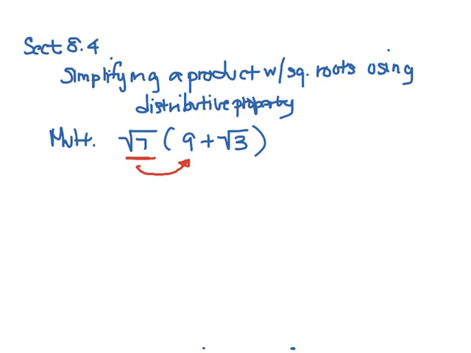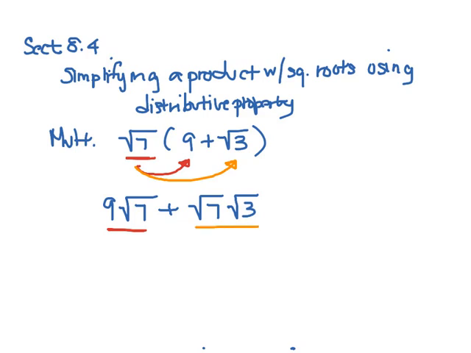Okay, so I have 9 times the square root of 7. Now 9's not inside the square root, so I'm going to rewrite that as 9 times the square root of 7. Right? That's this part right here. So that's what that distributed out to be. Now I'm going to take that square root of 7 and I'm going to distribute it to the square root of 3. So that part I get plus, I have the square root of 7 times the square root of 3. Right? So that's the second group here.